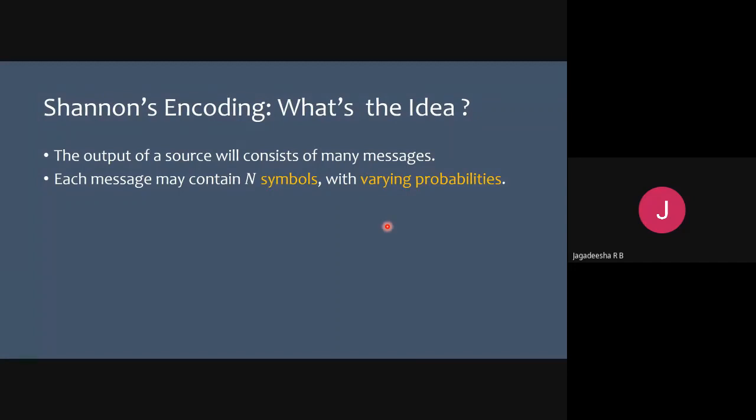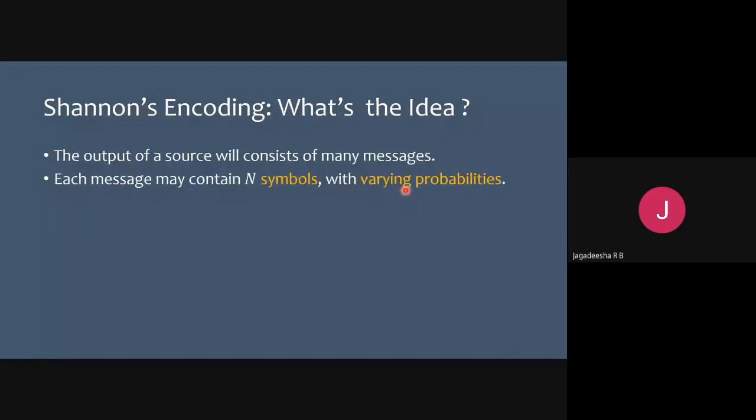Now we will see some theoretical discussion regarding Shannon's encoding. What is the scenario here? The output of a source will consist of many messages. Any source, maybe a camera or a person speaking, will emit many messages. Each message may consist of many symbols, n number of symbols, that have varying probability. For example, if you consider a sentence, in that sentence there will be many alphabets. Those alphabets will vary in their occurrence; their occurrence probabilities will vary.